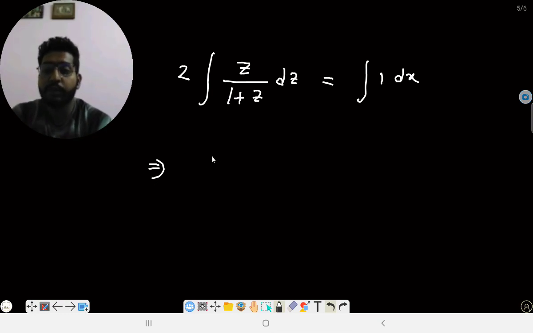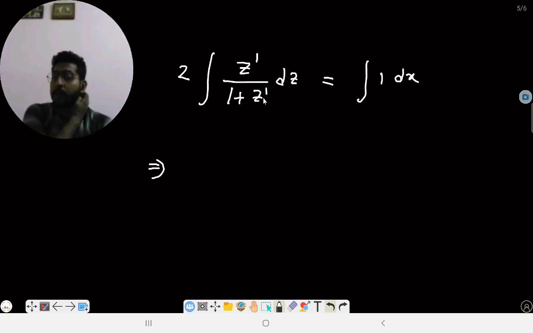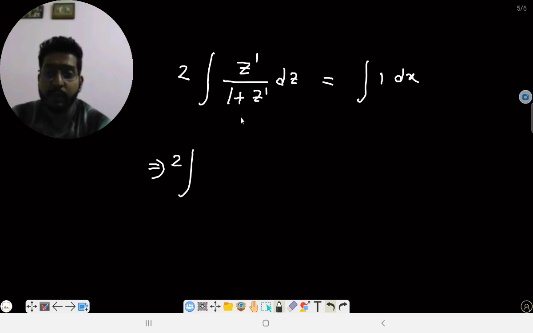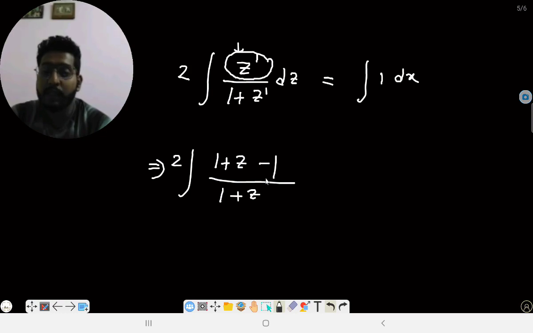Now how to solve this integration? Look at this, the power here is 1 and the highest power in the numerator and denominator is also 1. Now remember this: if the power is the same, we have to arrange the numerator like the denominator. What is the denominator? 1 plus z, and the numerator is z, so we have to arrange the numerator like the denominator. That means 1 plus z, I'm just writing 1 plus z here, and minus 1. Why minus 1? Because if 1 and 1 cancel out, it will become z, so I'm writing z in the form of the numerator: 1 plus z minus 1, and integration of 1 dx.